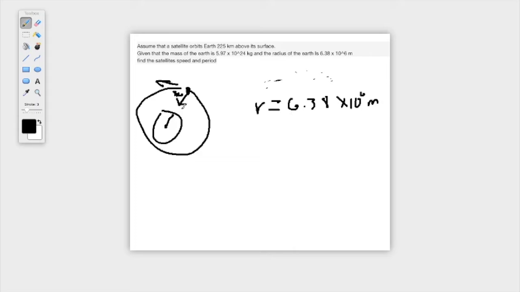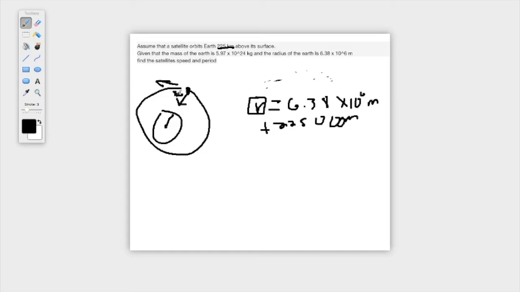But the satellite is 225 kilometers above its surface, so we would have to add 225,000 meters, because there are 1,000 meters in a kilometer, so I just multiplied by 1,000. And this is our r value that we can use.